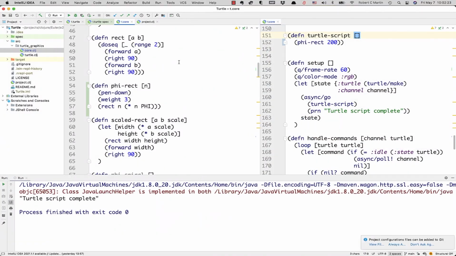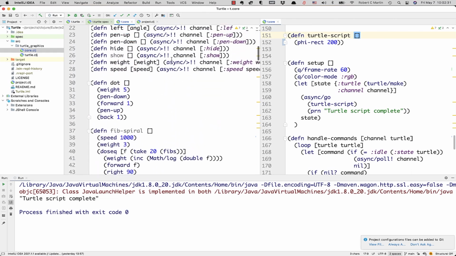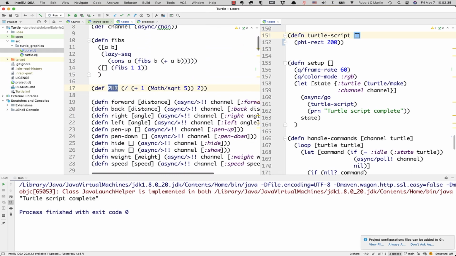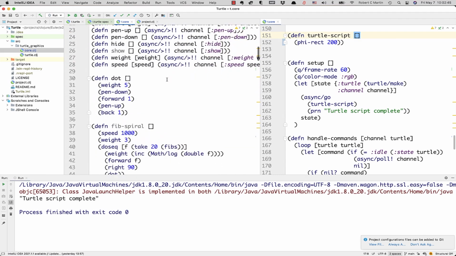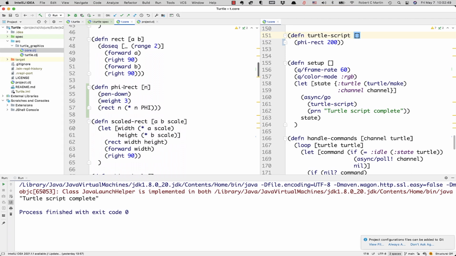So let's draw a golden rectangle, and I'm going to do that with this nice little turtle graphics processor that I wrote a couple of weeks ago, just for fun. And I've defined the phi constant here. You can see it, and it's 1 plus the square root of 5 all divided by 2. That's what we determined that phi was. So we're going to come down here, and I'm going to draw a phi rectangle of size n.